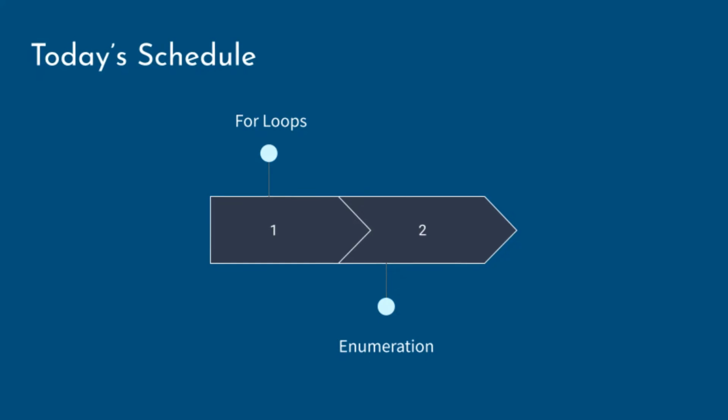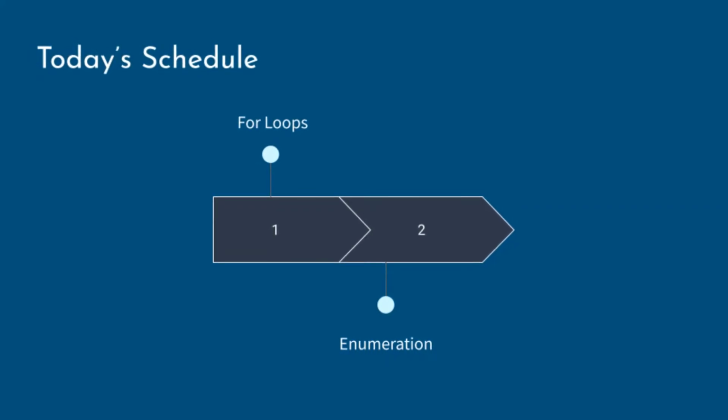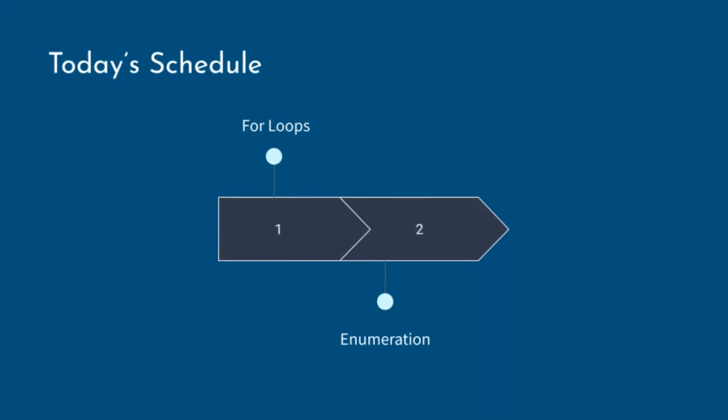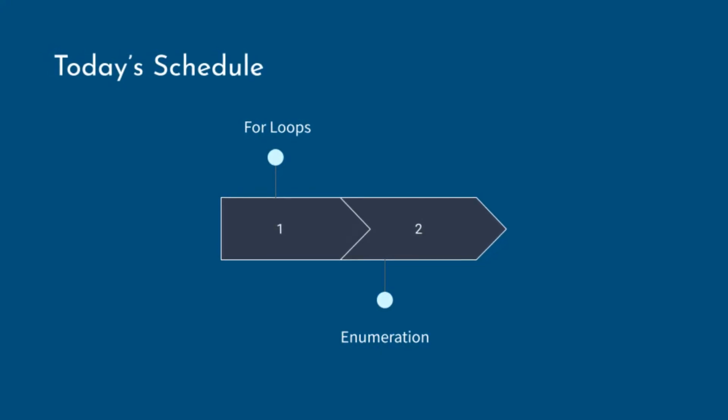Today we will be learning about for loops, which is another type of loops. Then we will be learning about enumeration, which is used in for loops. Let's get started!